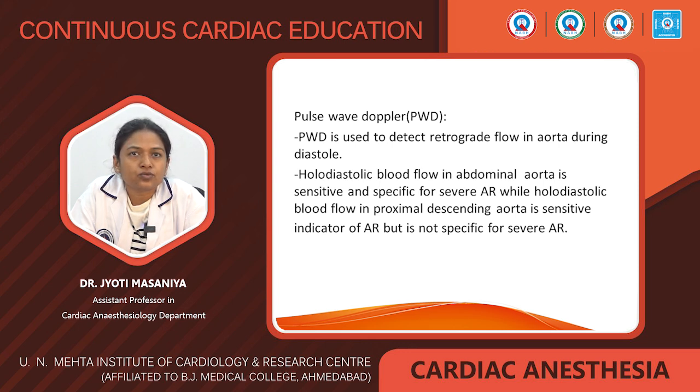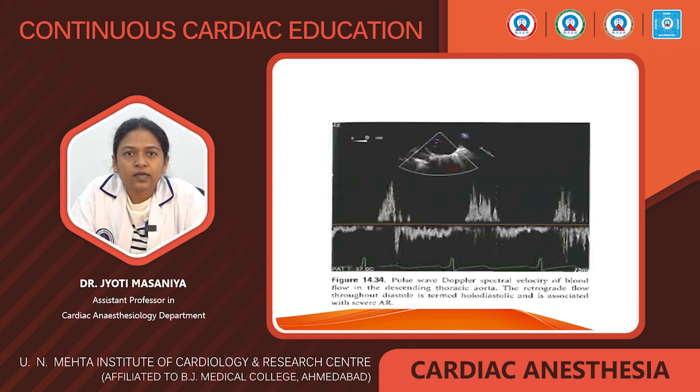The third technique for determining the AR severity is pulse wave Doppler. Pulse wave Doppler is used to detect retrograde flow in the aorta during diastole. Holodiastolic blood flow reversal in the abdominal aorta is sensitive and specific for severe AR, while holodiastolic flow reversal in the proximal descending aorta is a sensitive indicator of AR, but it is not specific for severe AR. This figure is showing the pulse wave Doppler velocity in the descending thoracic aorta.